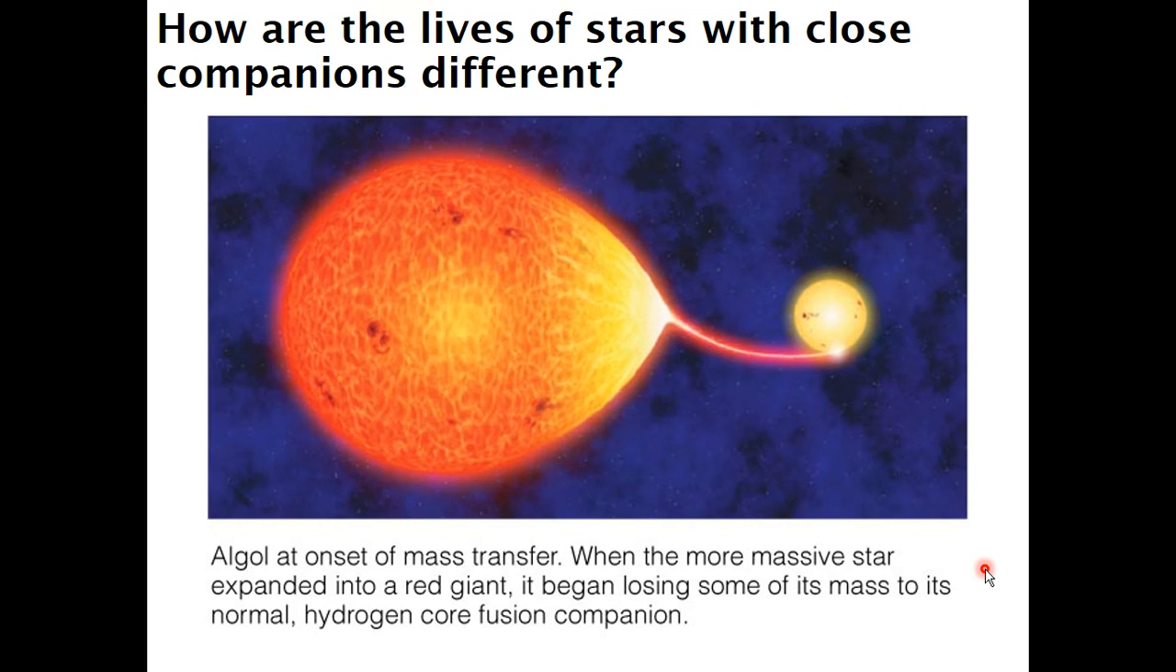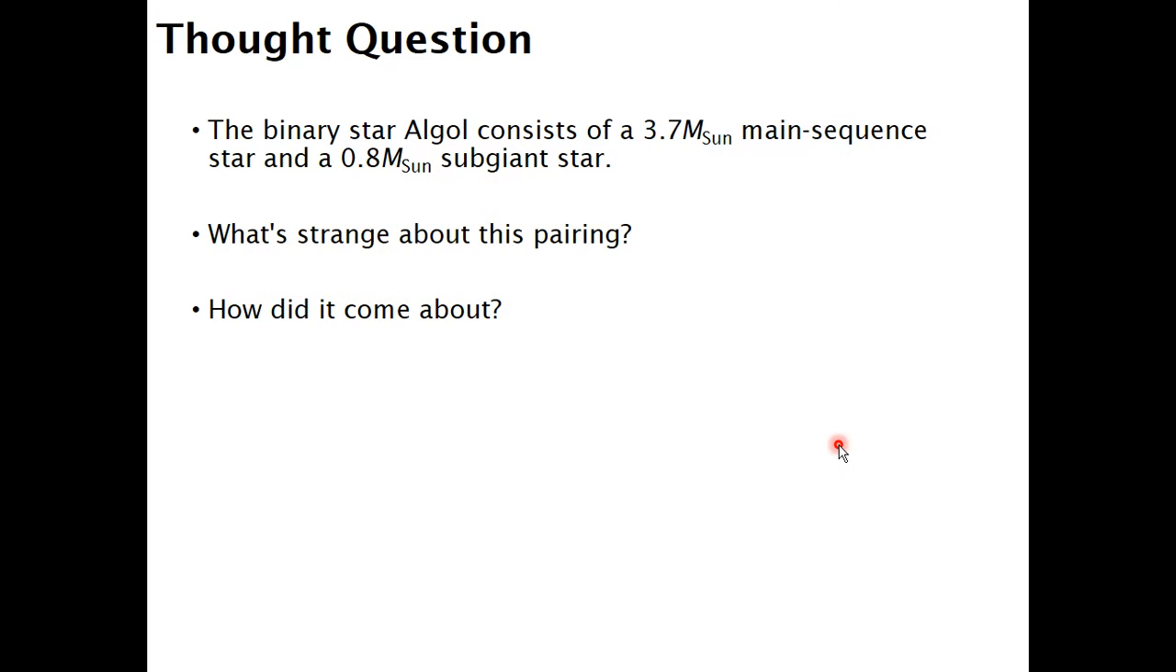Now, there's a good question as to what happens when you have companion stars. Most stars are in binary systems. And we'll talk about Algol here, which is an example of one star expanding and how it affects the other star in the pair, right? In this case, the binary star, there's a main sequence star that's 3.7 solar masses, and there's a giant star, but it's only 8/10 of a solar mass.